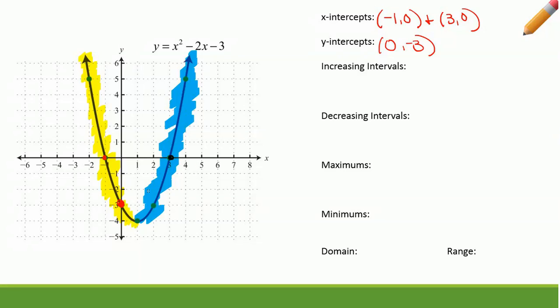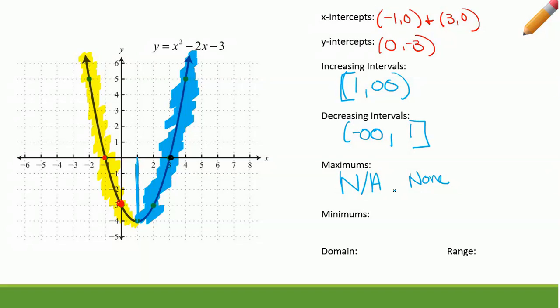So we're increasing from, it looks like it's splitting right at 1, right? So I'm increasing from 1 to infinity, and I'm decreasing from negative infinity to the x value of my point right here at the bottom, 1. There we go. Now, do I have a maximum on this graph? No, it doesn't look like it, right? I only got a valley.